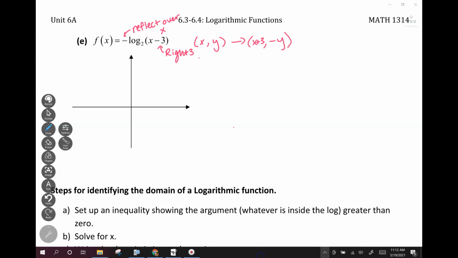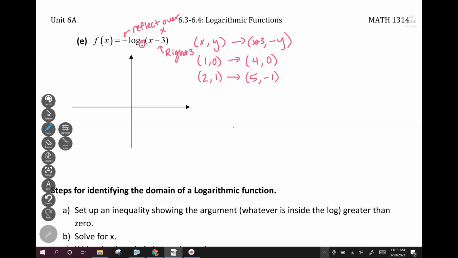Well, we're just going to use our easy points, our 1, 0, our x-intercept, which is going to become 4, 0. Can't make a 0 negative. And then you've got your key point at 2, 1. Just using the base there to get that 2. So that's going to become 5, negative 1.